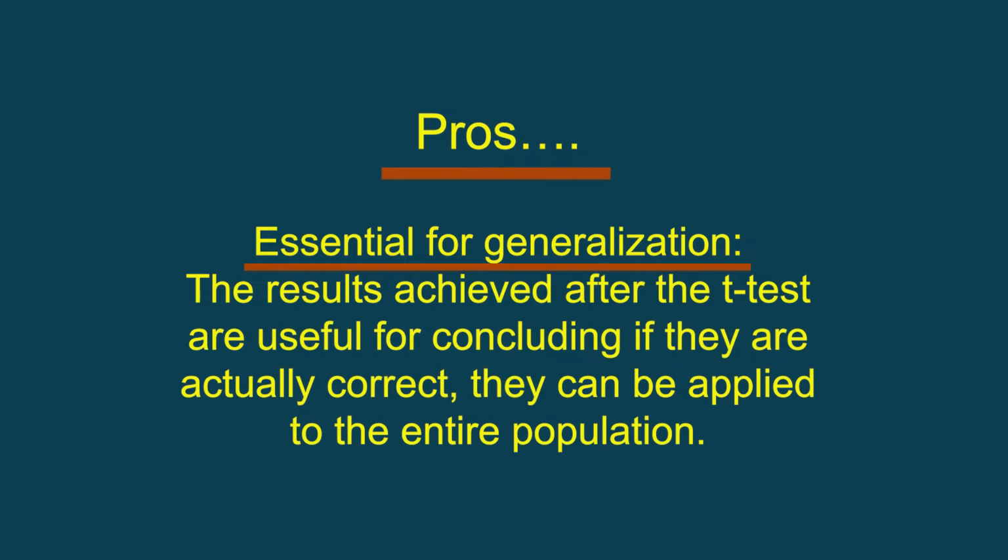It is essential for generalization. That means the results achieved after the t-test are useful for concluding, if they are actually correct, they can be applied to the entire population. See, we are testing on the basis of a set of sample observations, and whatever decisions we are taking on the basis of these sample observations, we can generalize this idea to the entire population as well. So this is one of the advantages of t-test.